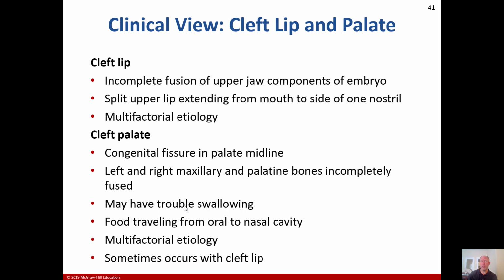This person may have trouble swallowing. Food traveling from the oral to the nasal cavity can happen. It has a multifactorial etiology again, and sometimes occurs with a cleft lip. So it could combine with a cleft lip or it could be entirely separate.